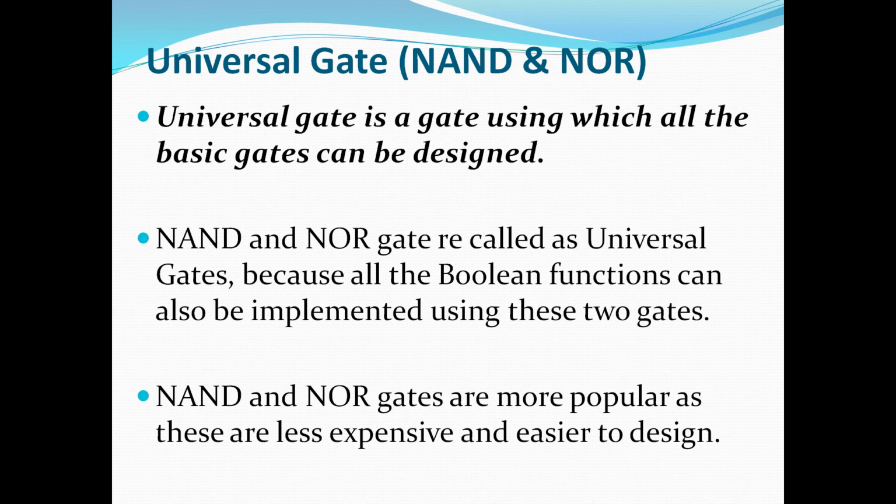Only using the NAND gate, we can design any boolean function. All the boolean functions can be implemented only using the NAND gate. NOR gates are not required. And the same thing, only using the NOR gate it is possible to design all the remaining gates and all the boolean functions. So that's why they are known as universal gates.